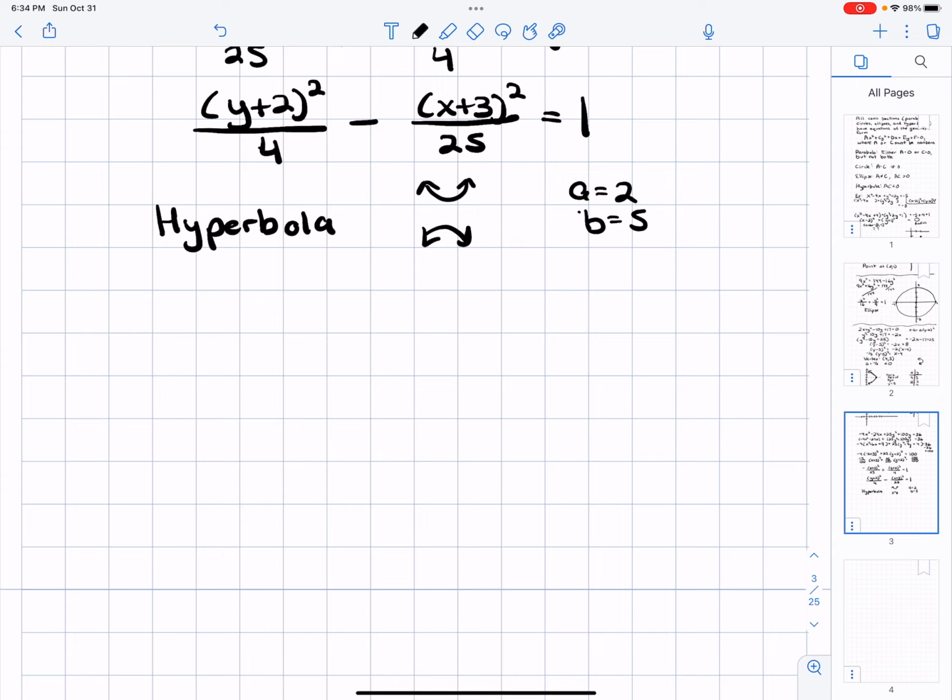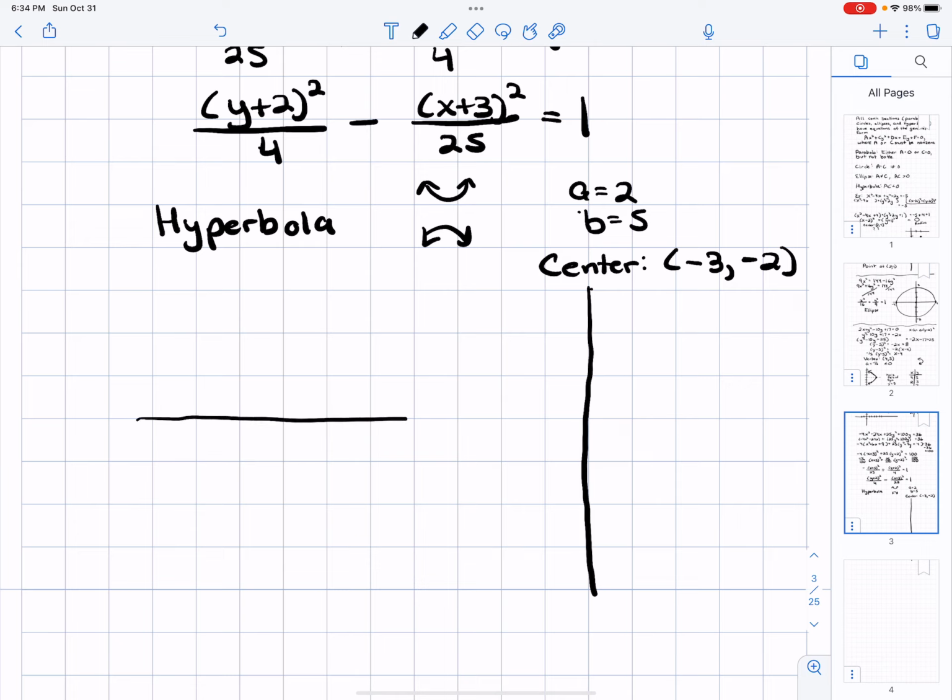But we also have to think about where the center of this thing is. Okay, so the center, you have x plus 3, so the x-coordinate of the center is going to be -3. And you have y plus 2, so the y-coordinate is going to be -2. Okay, let's plot that center and go from there. -3, -2 is right here.